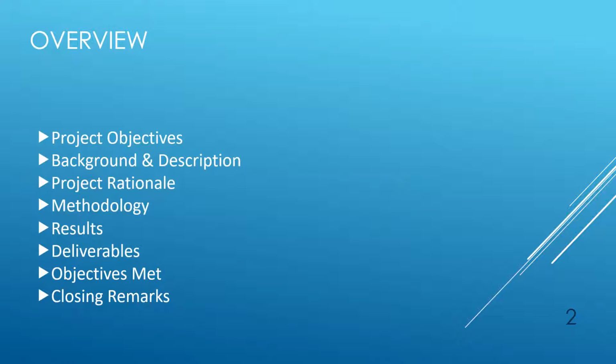Look at our methodology and how we did what we did. A check on the results, what were our outcomes. A look at the deliverables, what did we deliver to make sure value was obtained. Look at how the objectives of the program, the UC MHI program, were met, and how did the project use those MHI objectives. And then I've got some closing remarks.